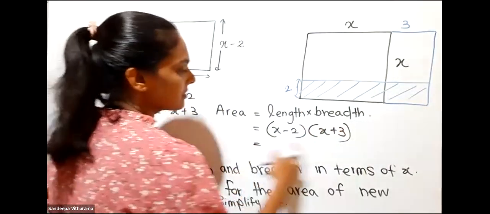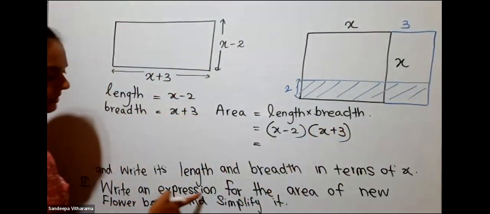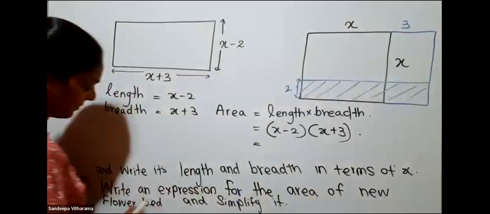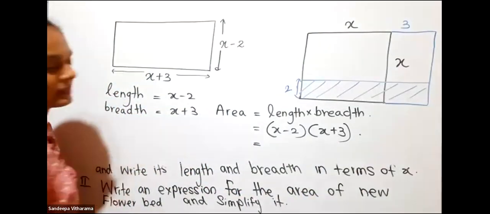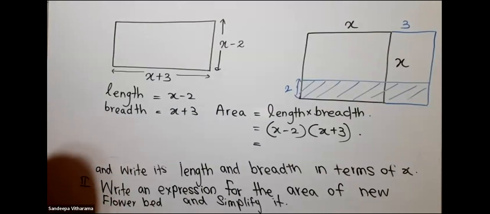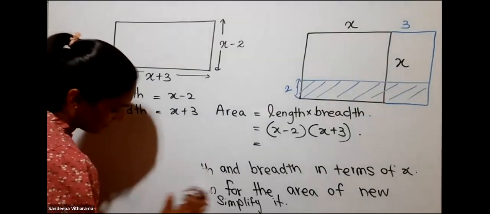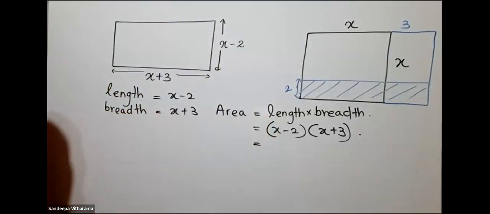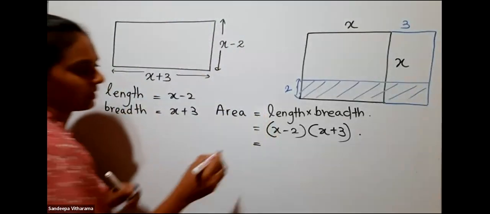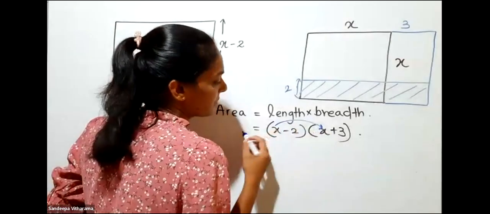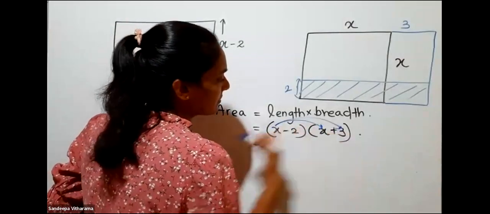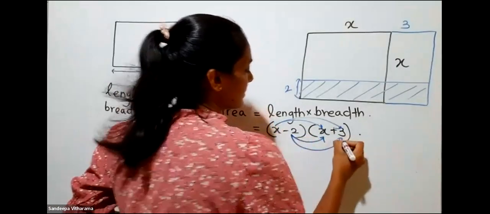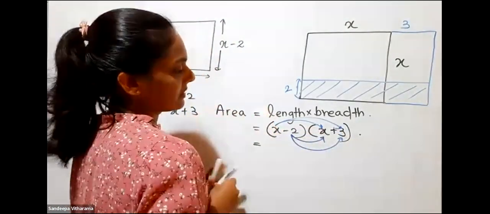Then you are asked to write an expression. This is the expression for the area of the new flower bed, and simplify it. You have to simplify. Then how do we simplify? You have to multiply first term by first term, first term by second term, second term by first term, second term by last term.